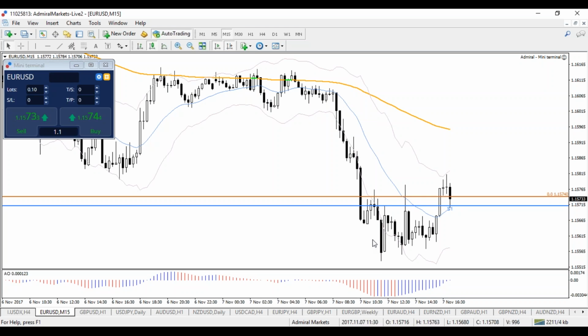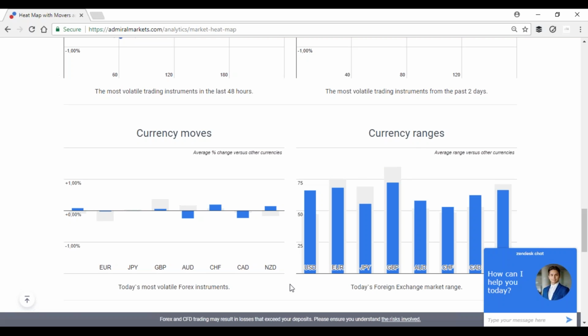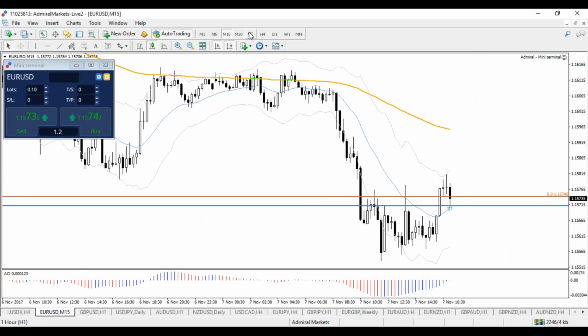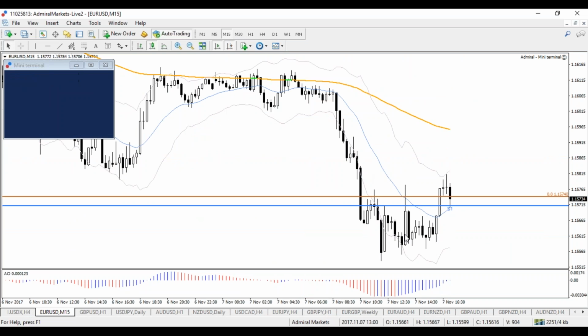But from a 50-minute point of view, with such a move, you shouldn't expect much more from the euro dollar on a 50-minute world when looking at the heat map too. So heat map, very useful. Definitely take a look at that. So for today, I think that, as I said, there could be a continuation still today. It's possible.